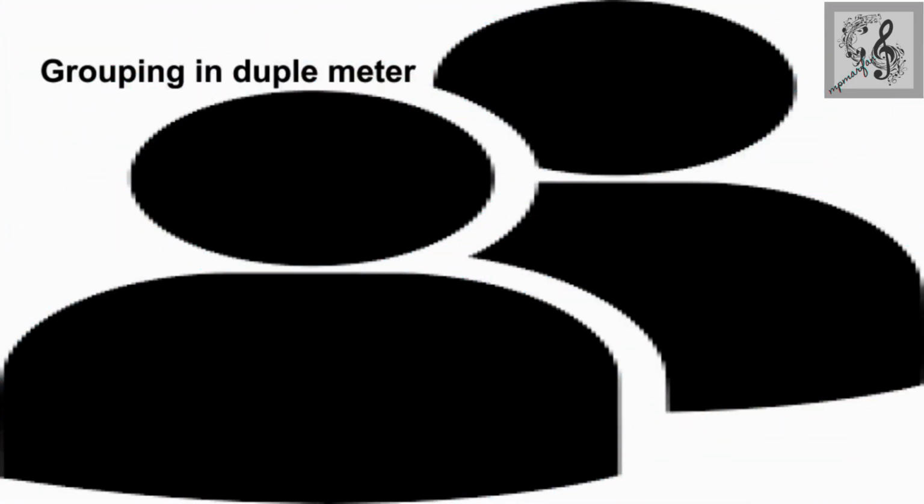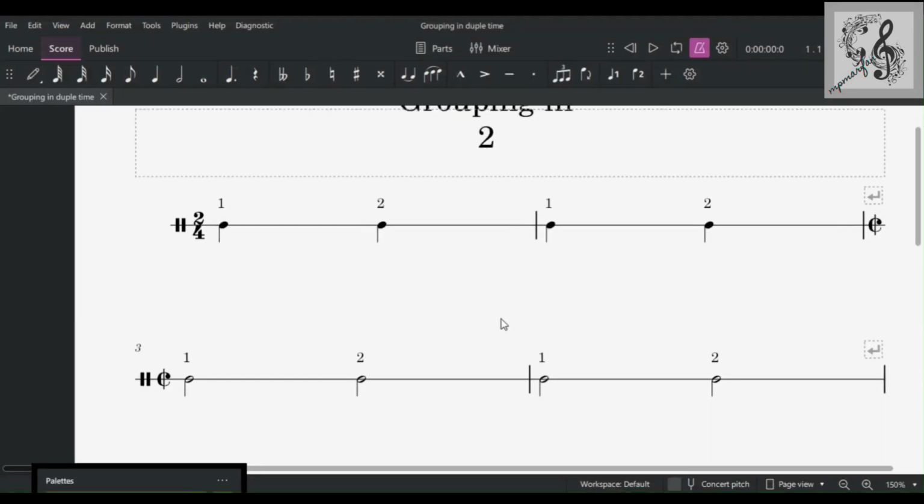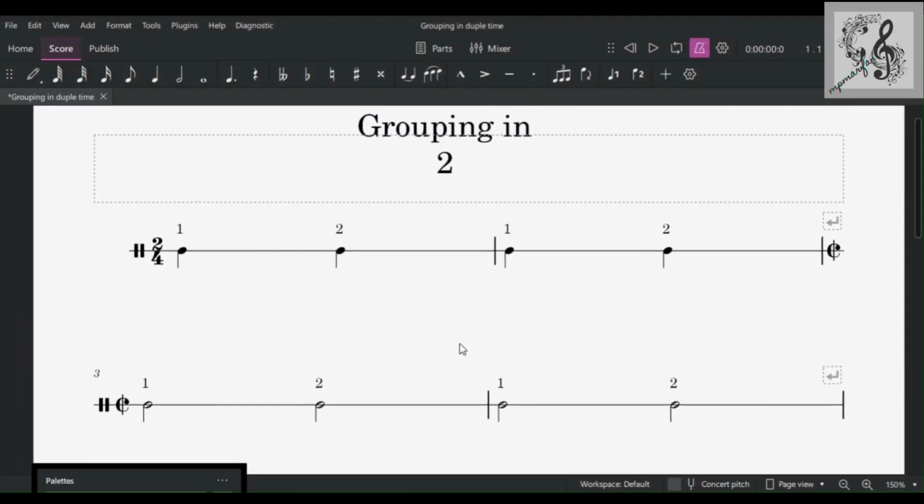Grouping of notes according to meter. Grouping in duple meter. All right, grouping in two.